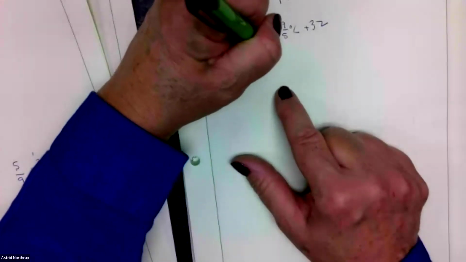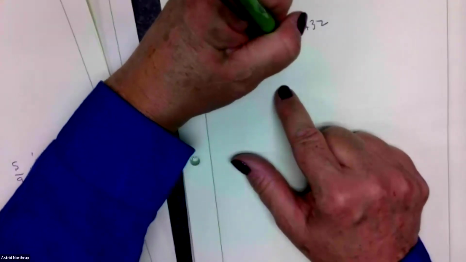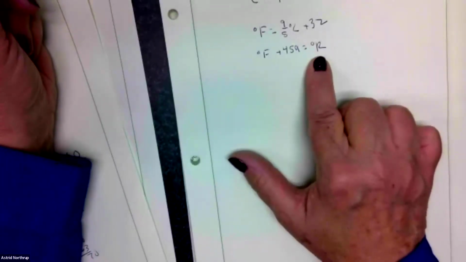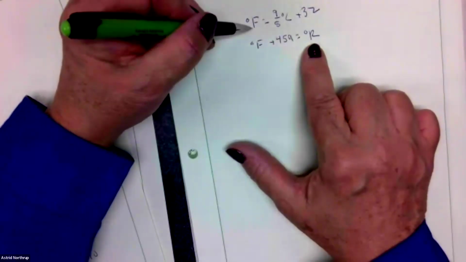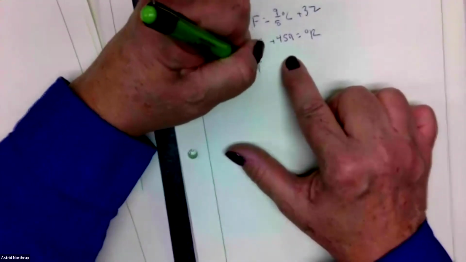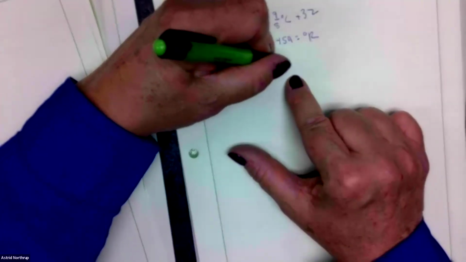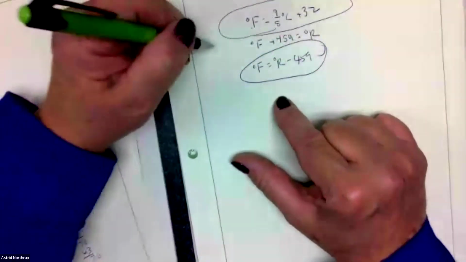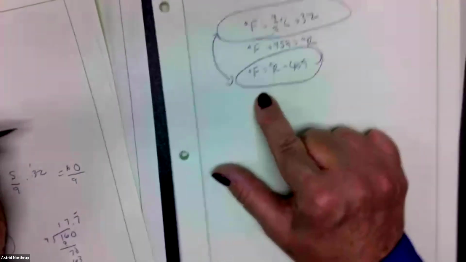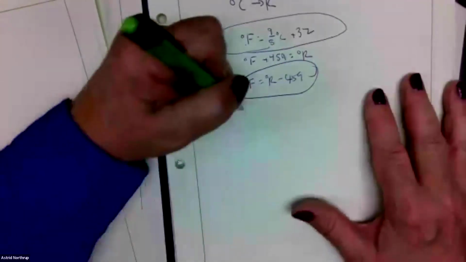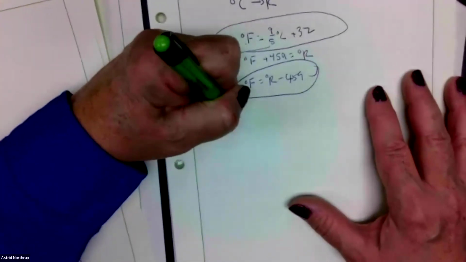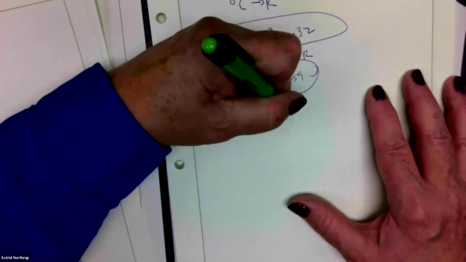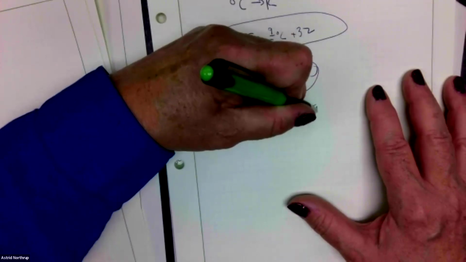So degrees Fahrenheit plus 459 is equal to degrees R. Okay, so I know that Fahrenheit looks like this. Let's solve this for degrees Fahrenheit. And I have this and I have this. Since they're both equal to degrees Fahrenheit, I can use the transitive property and set them equal to each other. And I get 9/5 degrees C plus 32 equals Rankine minus 459.